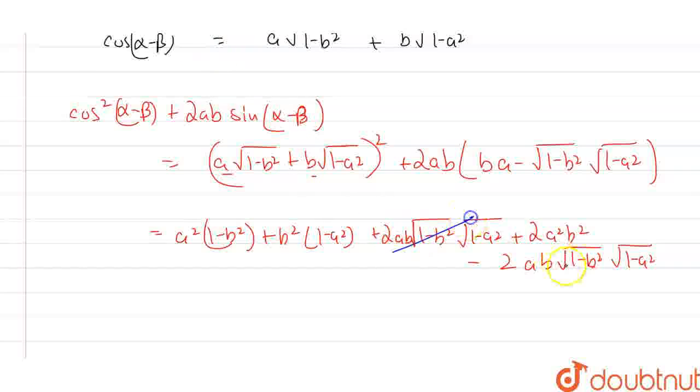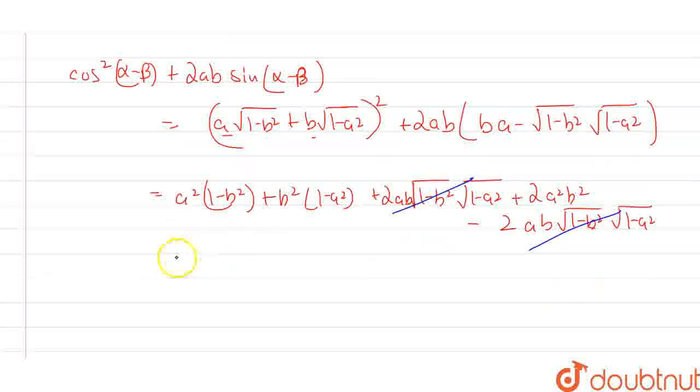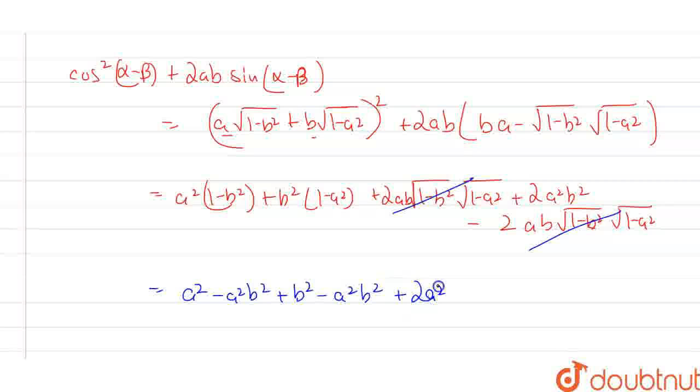This term and this term are cancelling out with each other. So we are left with only this part, which is what? If I open this bracket, this will become a square minus a square b square plus b square minus a square b square, and the left term is this one, plus 2 times a square b square. Now we can clearly see that minus a square b square, minus a square b square, and this 2a square b square are cancelling out with each other, these three terms, right?